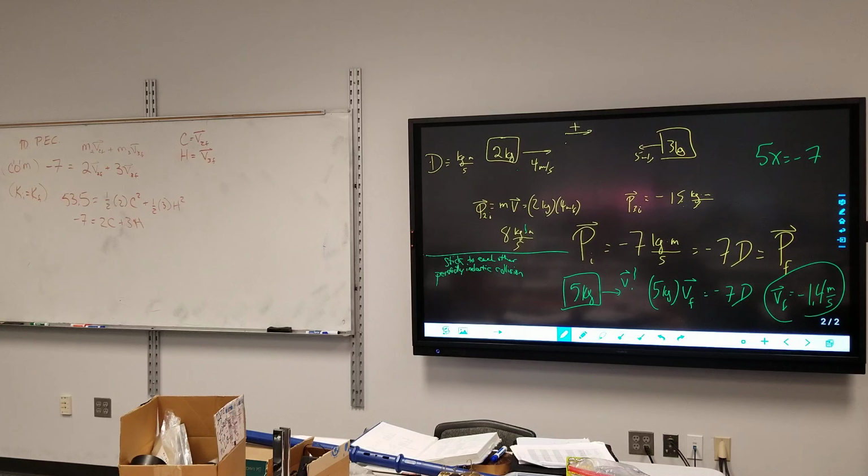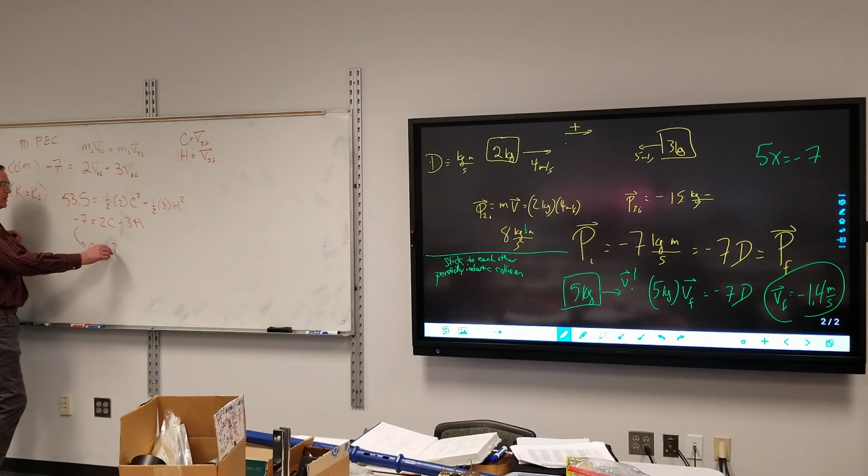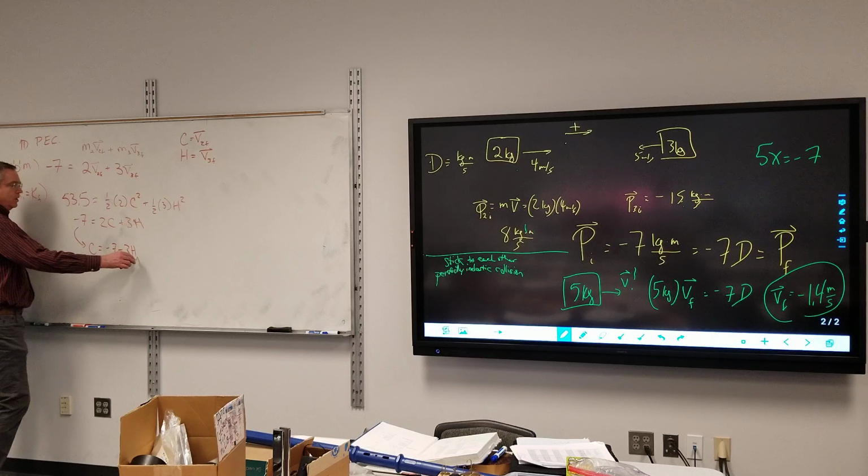This is definitely within the realm of this course. How do you solve it? You have to make something equal to something, so you can substitute something. All right. What do you want to solve for? Let's solve for C first. My recommendation, solve for one of the letters in the momentum equation. We're not dealing with squares to start with. So C is equal to -7 minus 3H divided by 2.